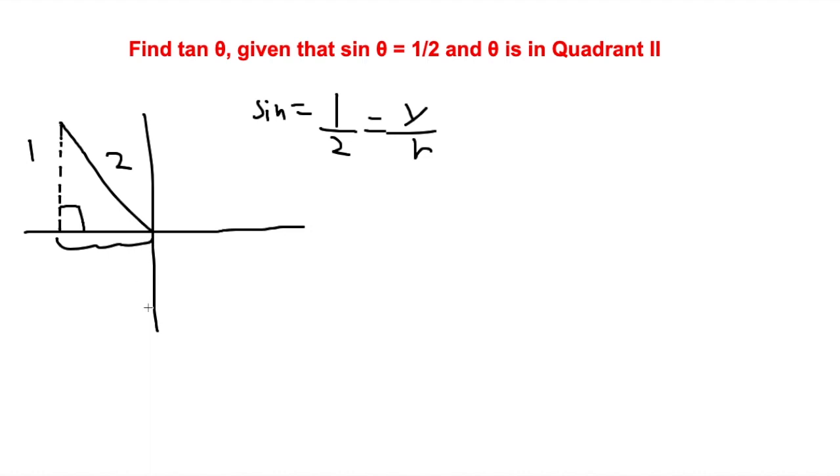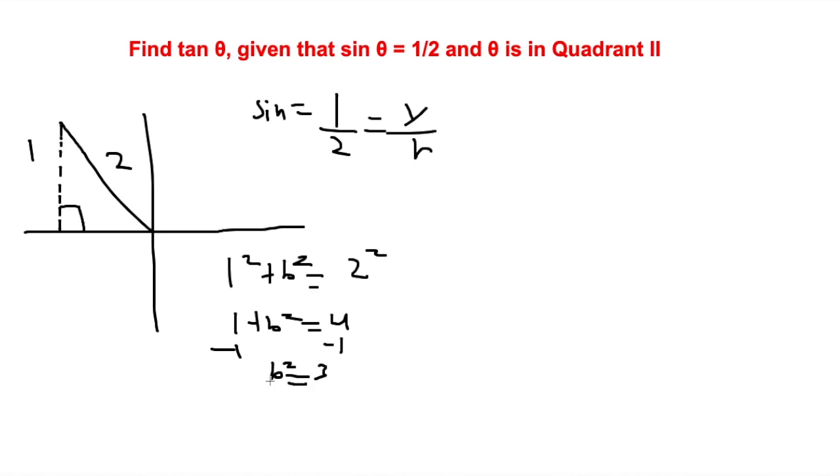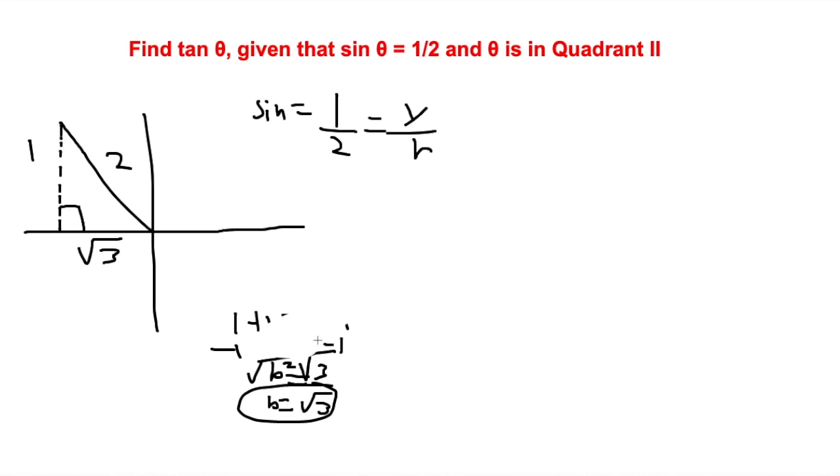Again, we're going to find the x side, and all we do for this is use the Pythagorean theorem. So 1 squared plus b squared equals c squared, 2 squared. So 1 plus b squared equals 4, minus 1 on both sides. We get b squared equals 3. Take the square root of 3, and we know that b is square root of 3. So this over here is the square root of 3.